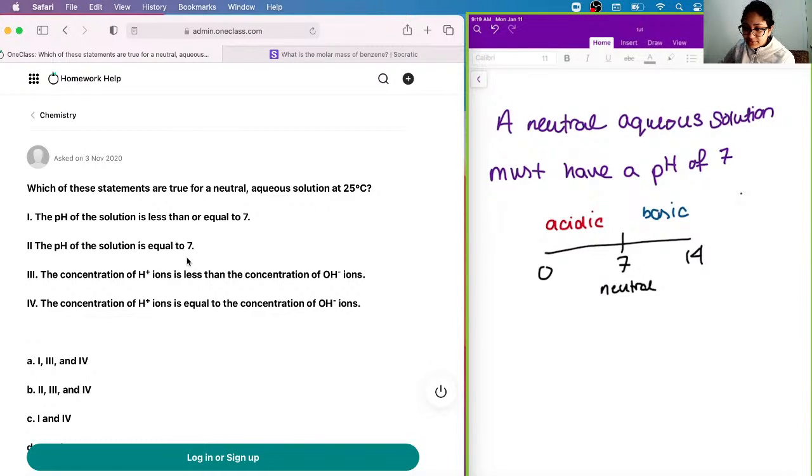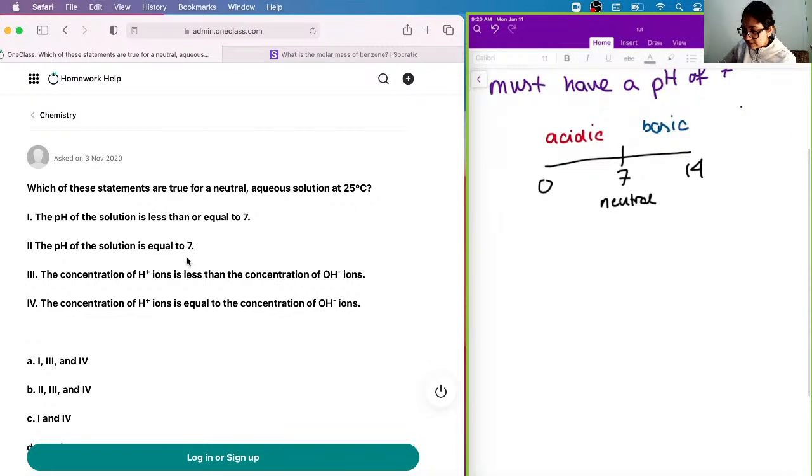Also, if the solution is neutral, then the concentration of your H plus ions, so your hydrogen ions and your hydroxide ions, must be equal. If you have more of your hydrogen ions, that means your solution is acidic. If you have more hydroxide ions, that means your solution is more basic. And so when it's neutral, they both basically cancel out each other, and that's how it becomes neutral.